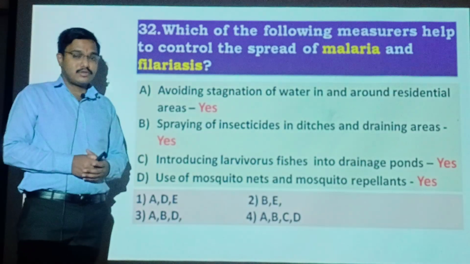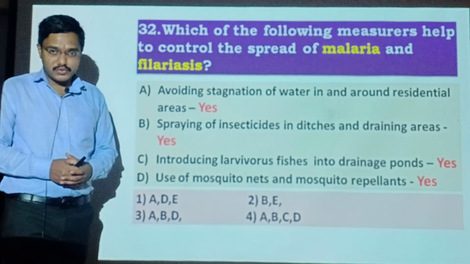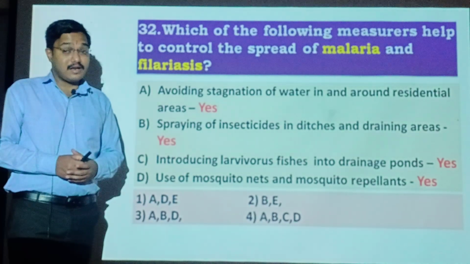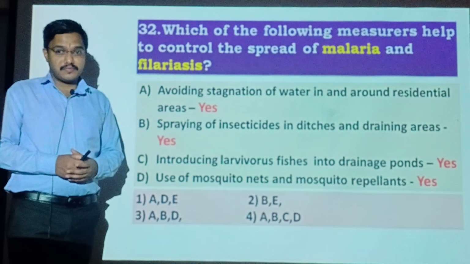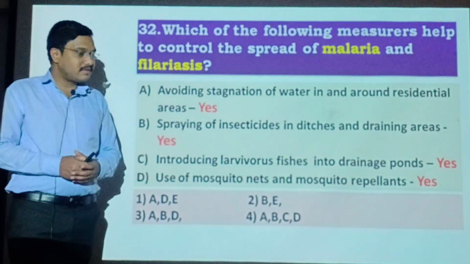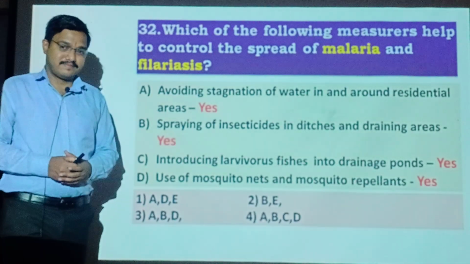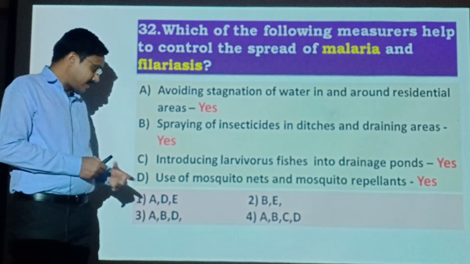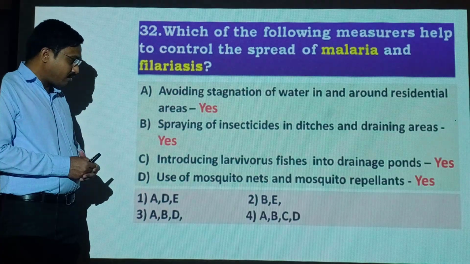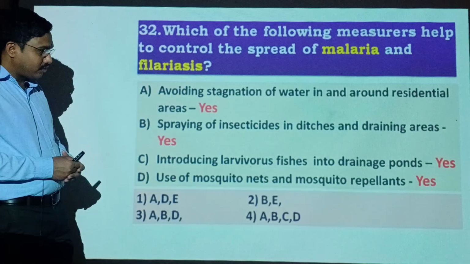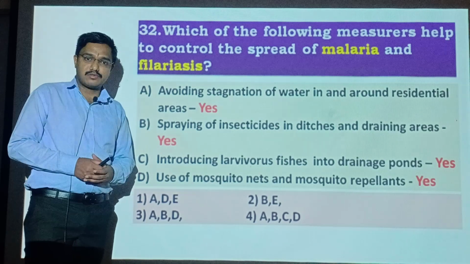Larvivorous fishes, do you know the name of the fish which eats the larva of the mosquito? That is Gambusia. Yes. Fourth one is use of mosquito nets and mosquito repellents. Yes, that is also correct.